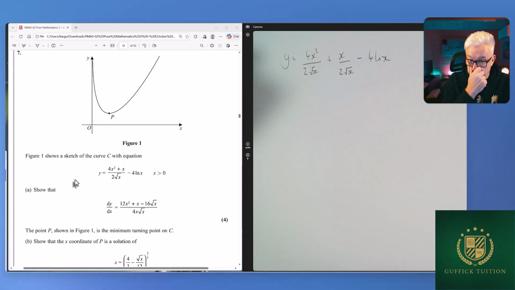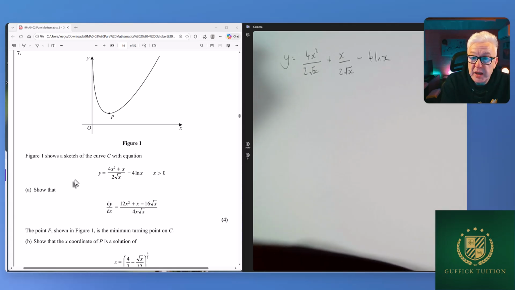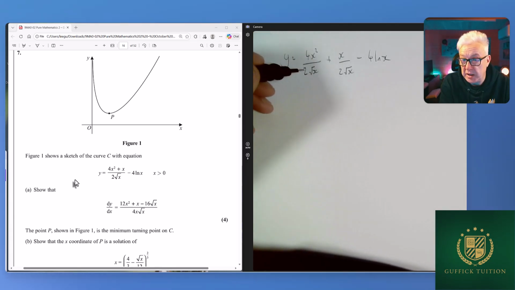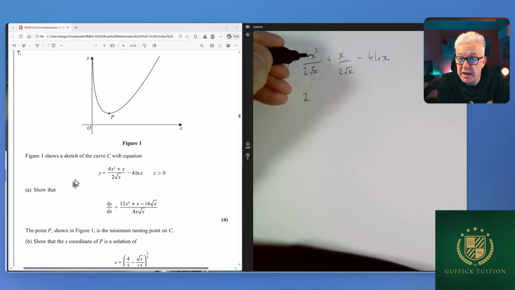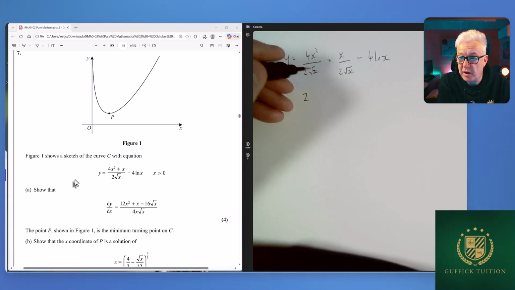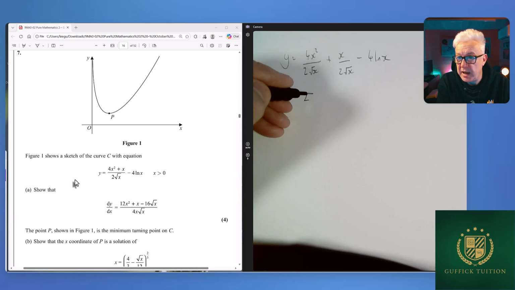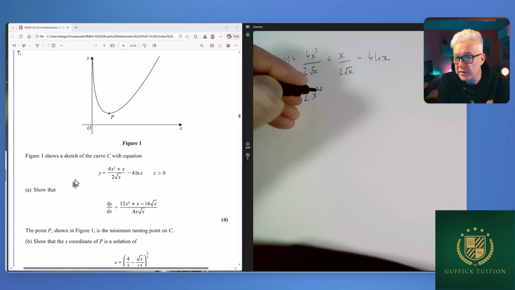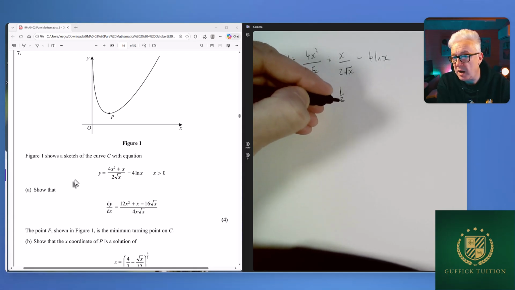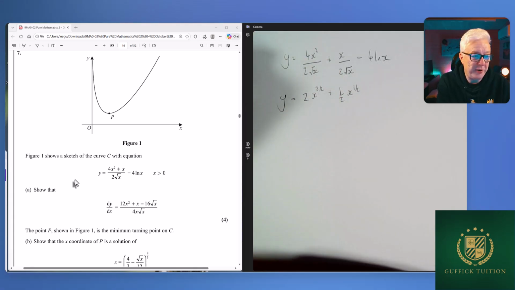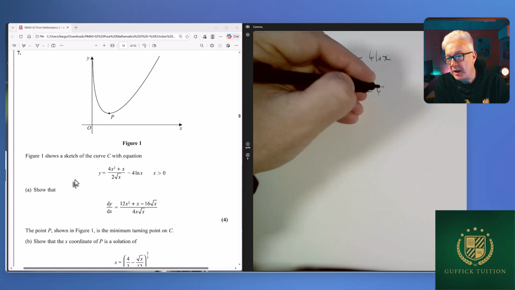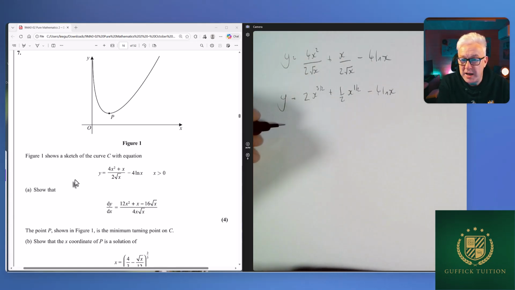So I've broken up the 4x squared add x into 4x squared and x separately. Okay, so 4 over 2 is going to be 2, and x squared divided by x to the half is going to be x to the 4 over 2 take away a half. So that is going to be x to the 3 over 2, and this one is going to be a half x to the power of a half. And now look at that, that's a lot nicer to deal with. Okay, there we go. So now we can differentiate this.